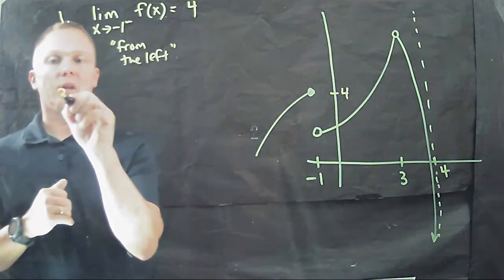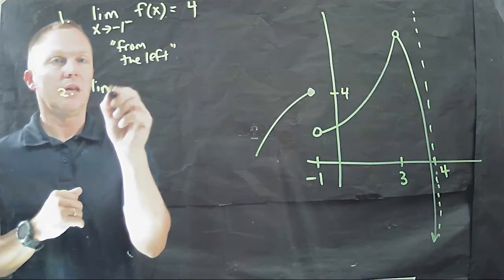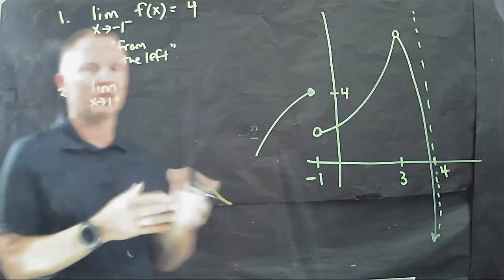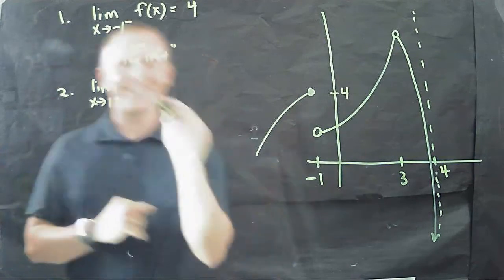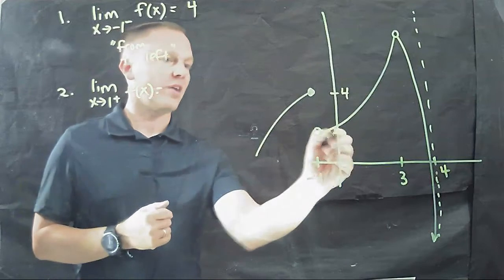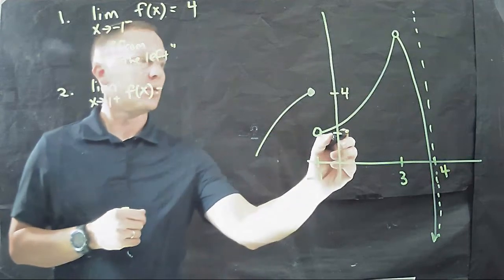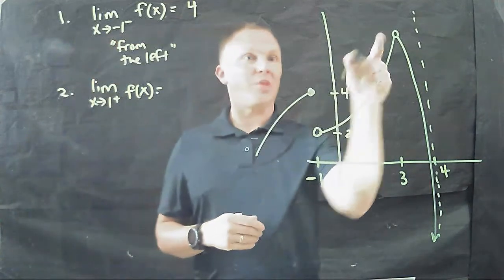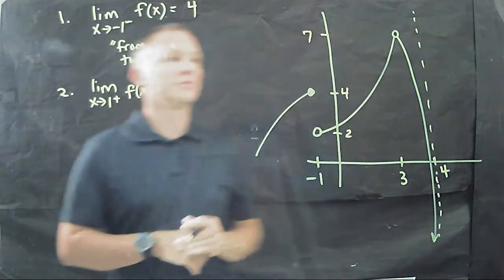And now similarly, can you tell me what's the limit as x goes to -1, and then I put a plus sign. That means from the right. And let's give that a value there. How about we say that's 2? And while we're at it, we probably should put a value up here for this guy. Let's say that's 7. Okay?